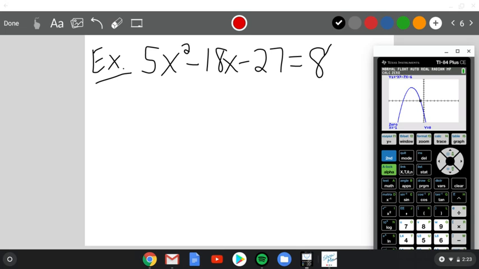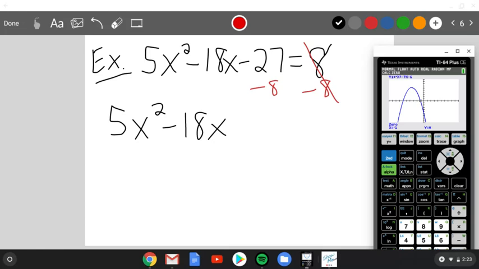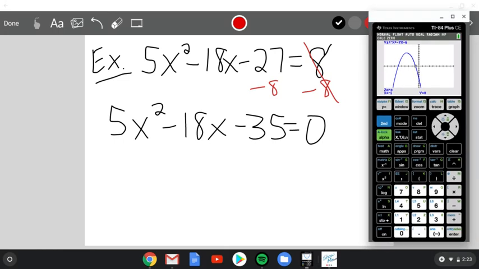So we need to move the 8 over so that it's set equal to 0 before we start. 5x squared minus 18x, and then -27 minus 8 is -35. Okay, now that's ready to go. So into y equals, think about, is this going to be a smiley or a frowny? 5x squared minus 18x minus 35, zoom 6.